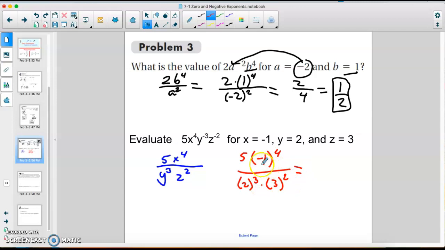Okay. -1 times -1 times -1 times -1 is a positive 1, times 5 is positive 5. 2 cubed is 8. 3 squared is 9. We're multiplying these numbers together down on the bottom. And so we end up with 5 over 72. I cannot reduce that down, so that's where I'm stuck.